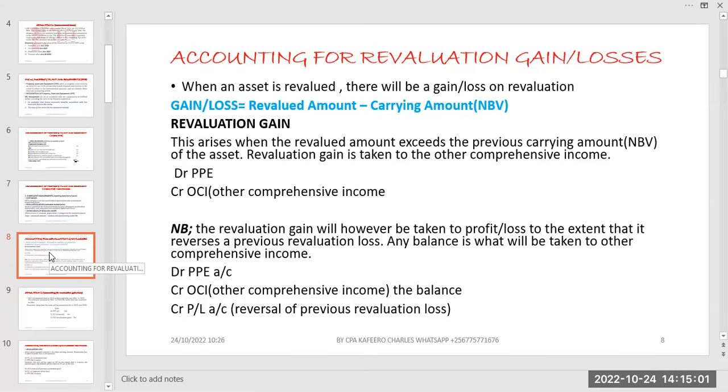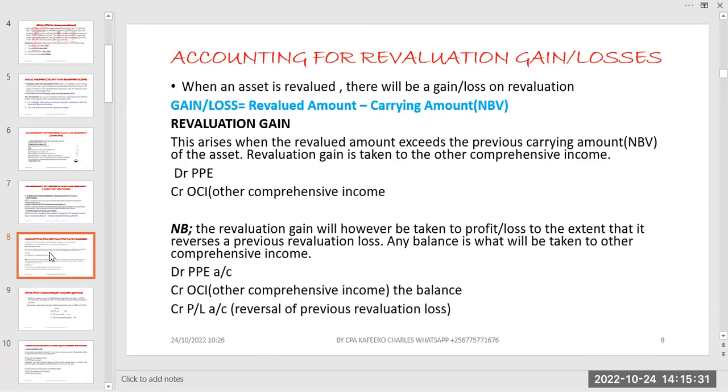We are saying that when an asset is revalued, there will be a gain or loss on revaluation, and to get the gain or loss, we take the valued amount less the carrying amount. The carrying amount is the net book value of the asset at the reporting date or at the time of revaluation. What will be the carrying amount of the asset at the time of revaluation?